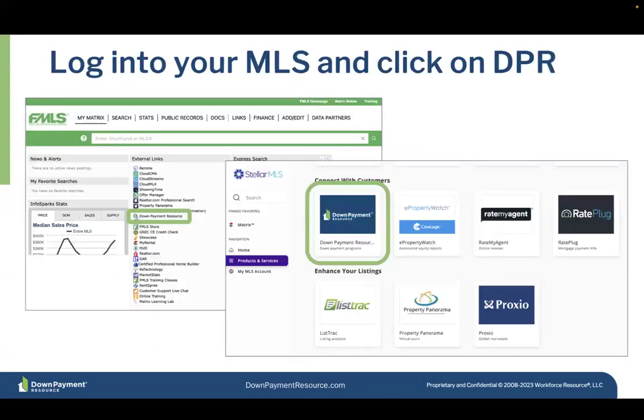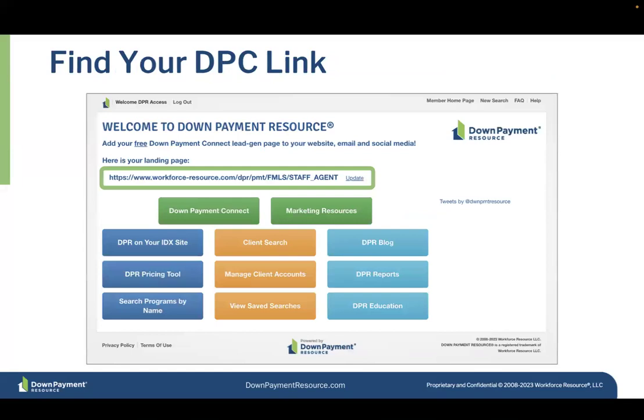How do you get it? Go to your dashboard. I took a couple of screenshots. It's going to look different for all of you. Some of you are on Matrix, some of you are on Flex, some of you are on Connect, some of you are on Paragon. Go to your MLS dashboard, find the down payment resource link. I took a couple of different examples here. Click on it, and it will take you to your down payment resource dashboard.